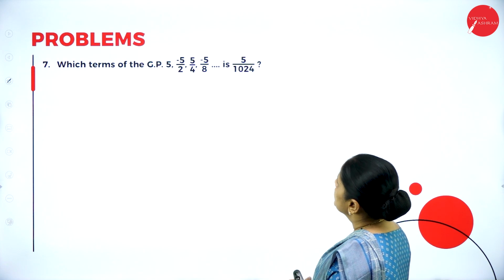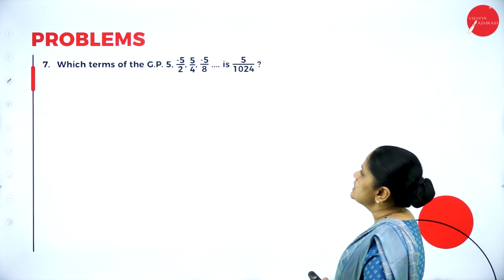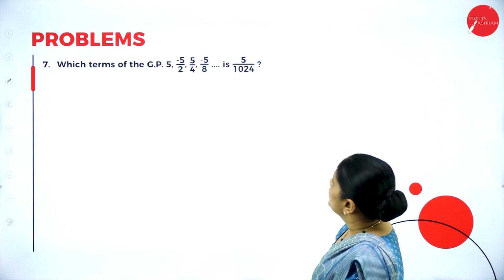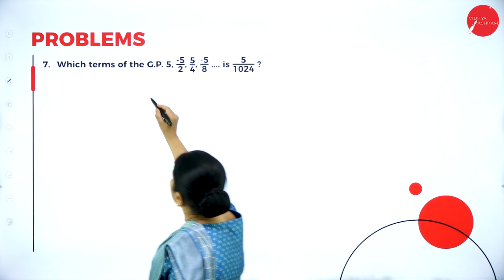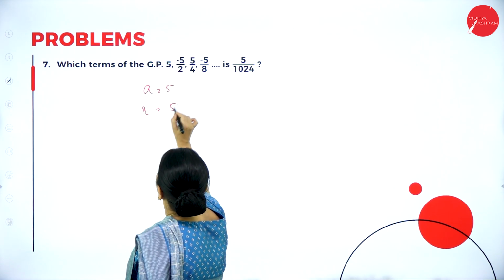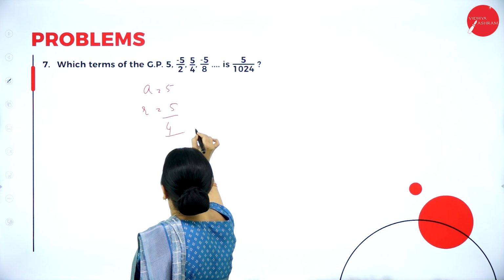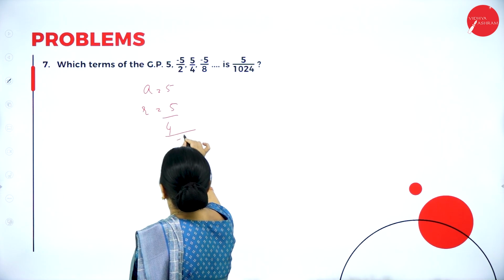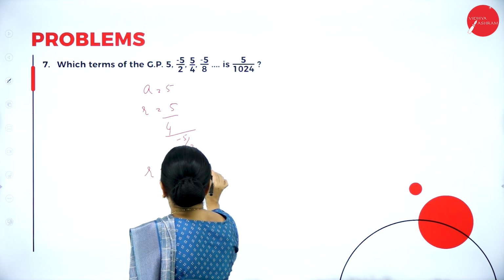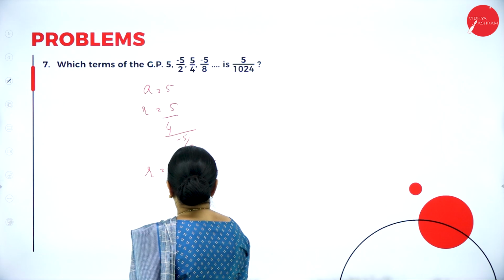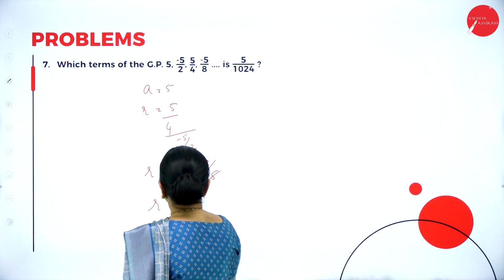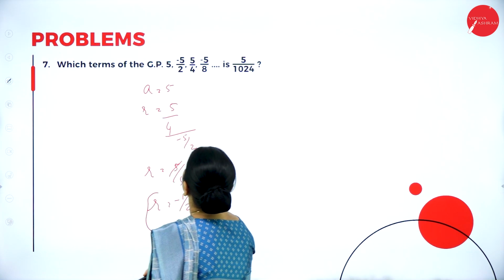Now, which term of the GP 5, minus 5 by 2, 5 by 4, minus 5 by 8, is 5 by 1024? So A equals 5, R will be equal to 5 by 4 divided by minus 5 by 2, or R will be equal to 5 by 4 into minus 2 by 5. So 5 and 5 gets cancelled. R will be equal to minus half.